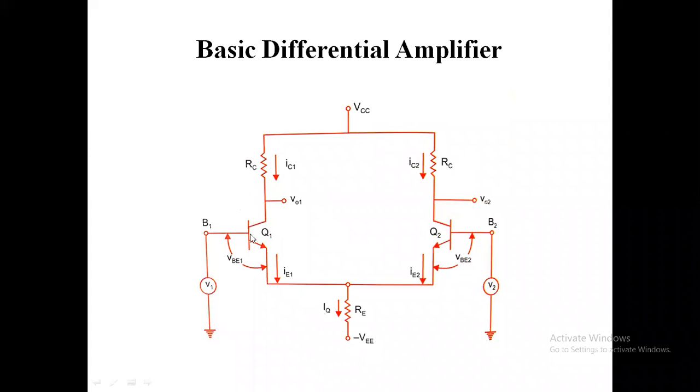So this is the base, this is the emitter, and this is the collector. This is the 3-terminal transistor we got here. We used a CE configured transistor, and transistor 1 is named Q1 and transistor 2 is named Q2.